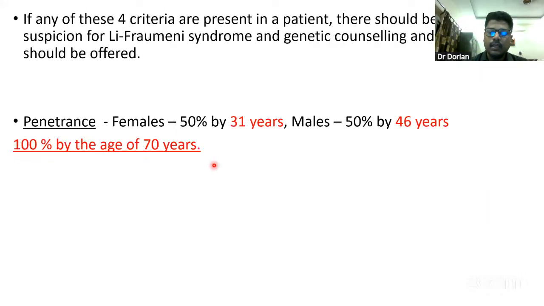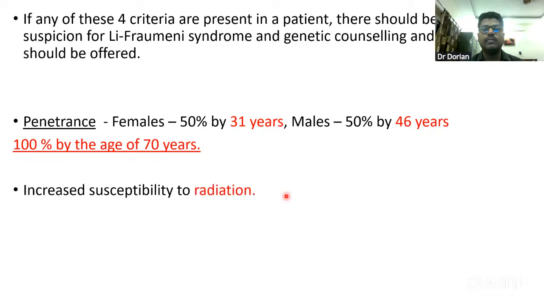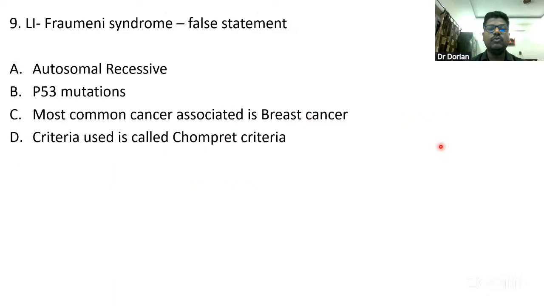Okay. So in females, the penetrance is 50% by the age of 31 years. In males, it is 50% by 46 years. In both sexes at the age of 70 years, there will be 100% penetrance. If they live to 70 years without dying of any cancer, they will be having all the cancers which we have described. Okay. And patients with P53 mutations have increased susceptibility to radiation also. Radiation-induced DNA damage cannot be repaired by these patients. So they will have increased susceptibility to radiation.